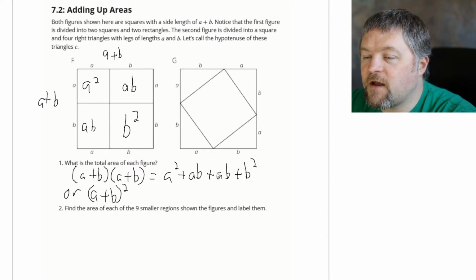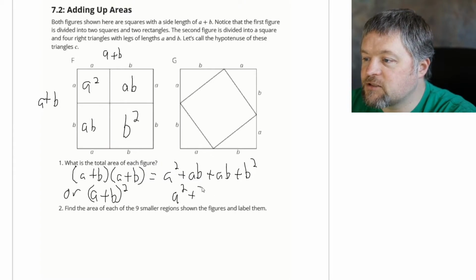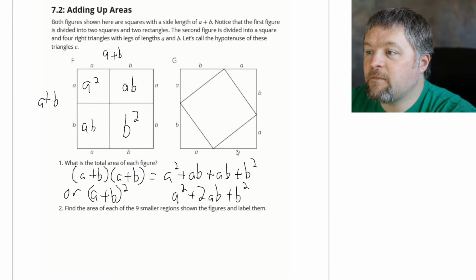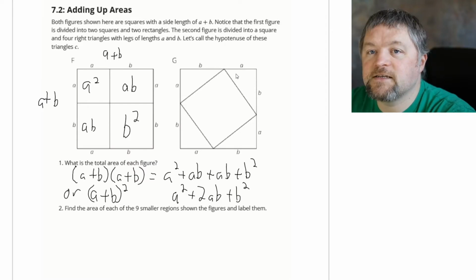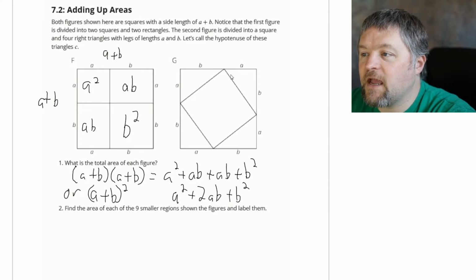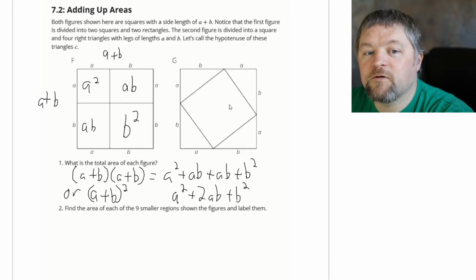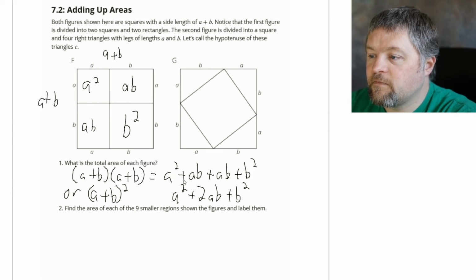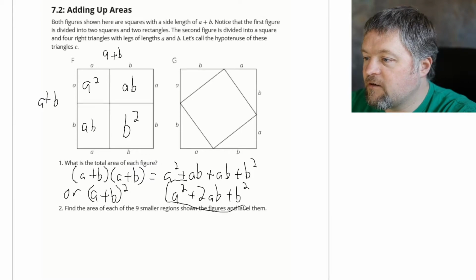Can we simplify any of this? Combine like terms? Yes, we can. A squared plus 2AB plus B squared, because AB plus AB is 2AB. How about this one here? A plus B, B plus A, B plus A is equal to A plus B. So the total area of both of these squares needs to be the same. So this is our total area.